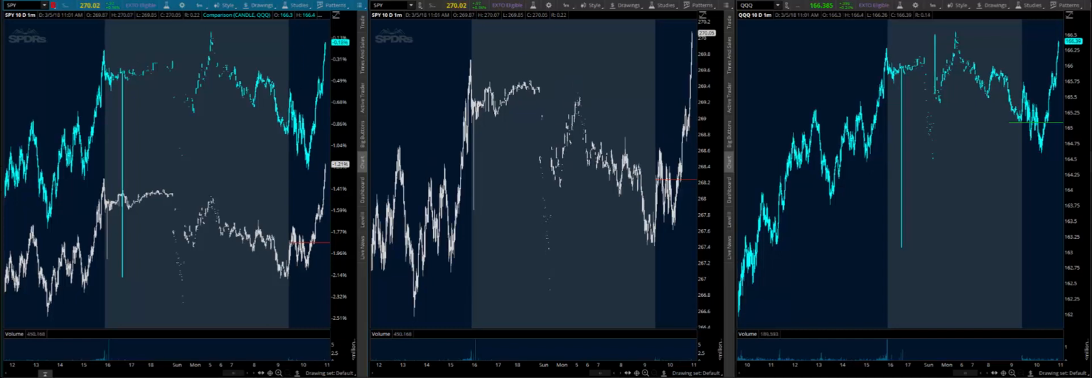Okay, SPY just spiked quite a bit, and now the trade is in a losing position. We're down, not a lot, about 30 cents on the trade.